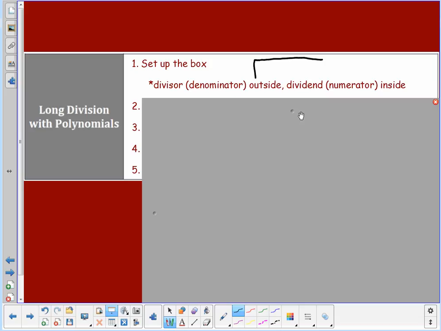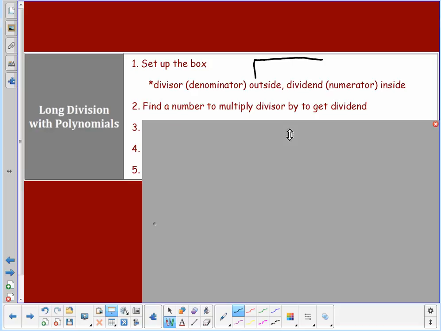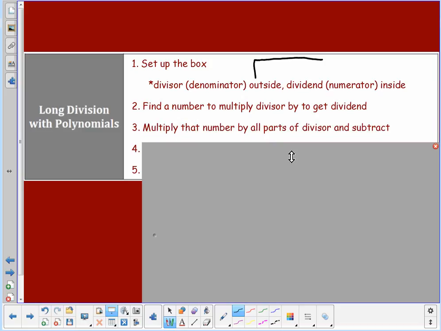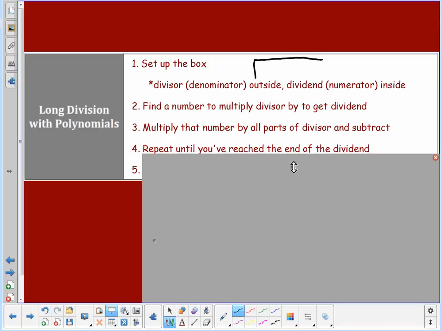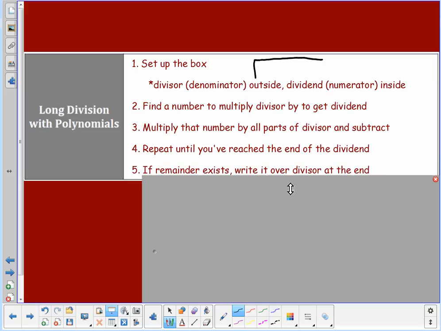After you set up the box, you need to ask yourself what number will multiply to make the divisor look like the dividend. How do I make the divisor look like the dividend? That's kind of what we're doing here. How do I make the outside look like the inside? Once we figure out what that number is, we actually do that multiplication. Multiply that number by all parts of the divisor, and then we're going to subtract them, just like we did with long division. And then we repeat this process until we get to the end of the dividend, and we write our remainders out of the divisor.